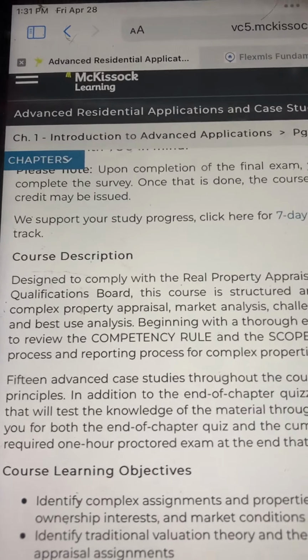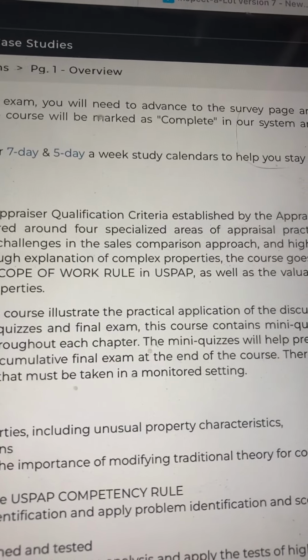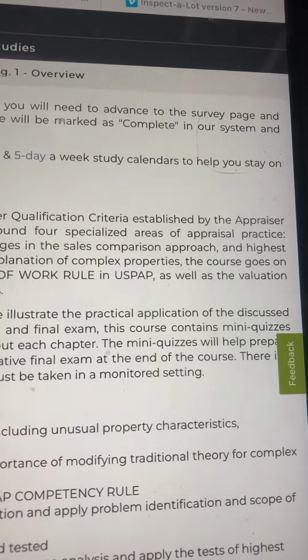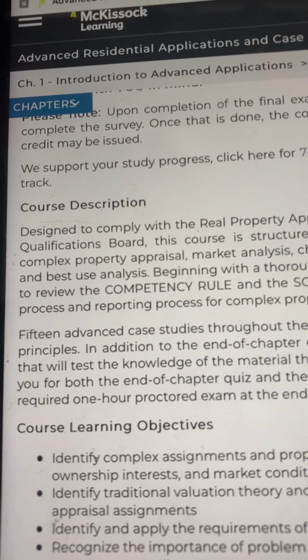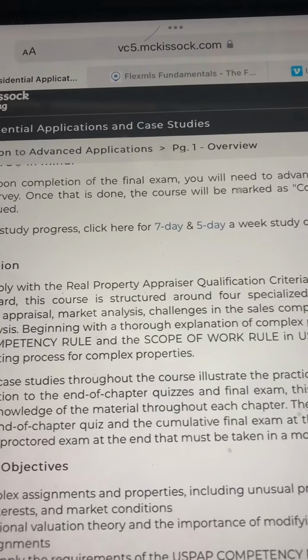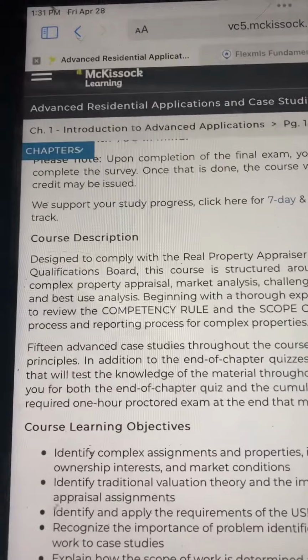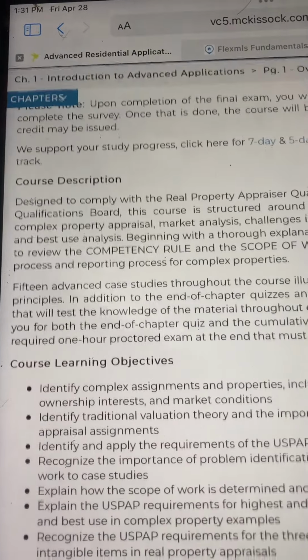Please note, upon completion of the final exam, you will need to advance to the survey page and complete the survey. Once that is done, the course will be marked as complete in our system, and credit may be issued.